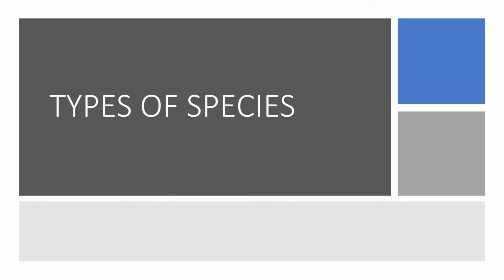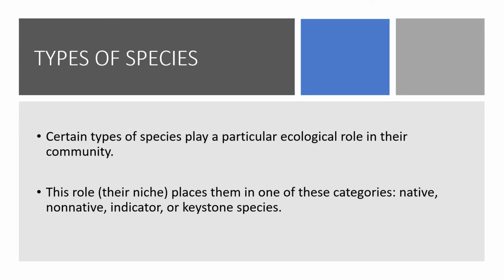Types of species. So certain types of species play a particular ecological role in their community, just meaning some species have maybe a more important role than other species, or maybe you'll see here it's a native species, meaning it evolved in that area, and that's important when you compare it to a non-native species. So really, to me, these are just key terms that you need to know about the niche of certain types of species. All right.